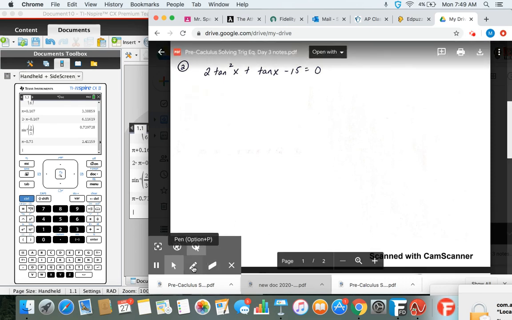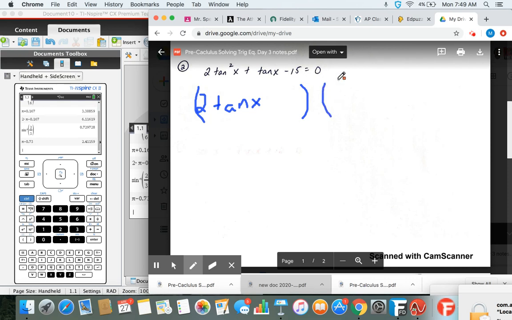All right, and number 2 here, we're going to take the same approach. We're going to have to factor. Now, 2 is a prime number, so that's going to make it pretty easy that the first value in my parentheses here is going to be 2 tan, and over here we'll just have tangent x. All right, again, it equals 0 because we're solving here. We just got to factor first.